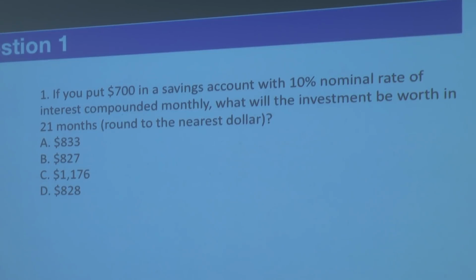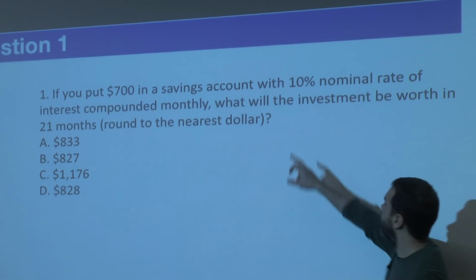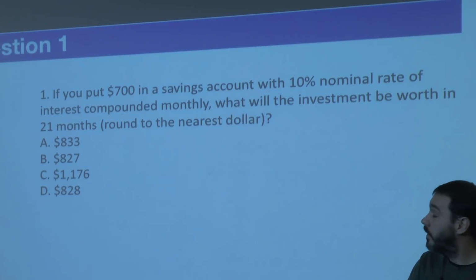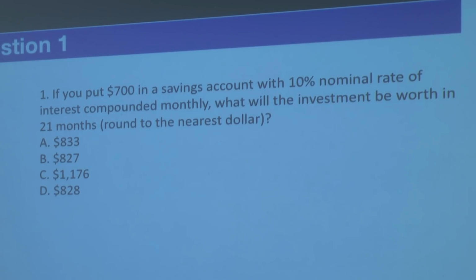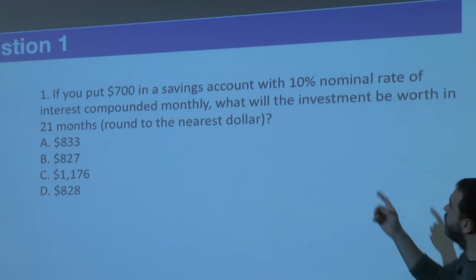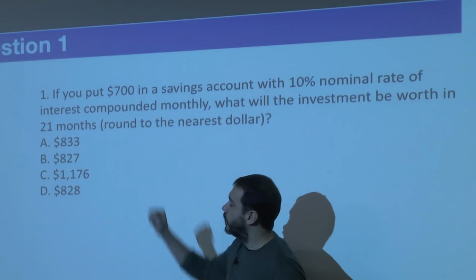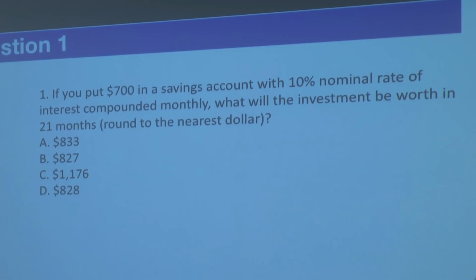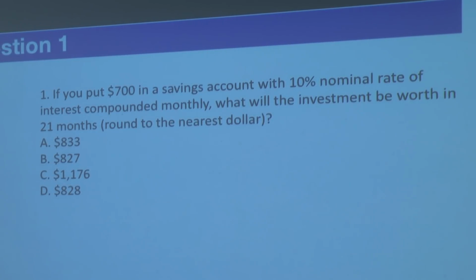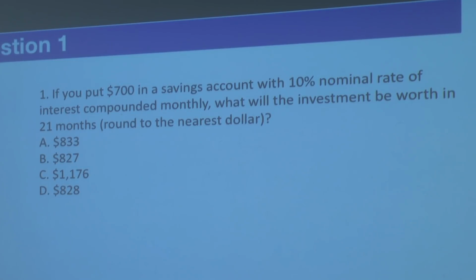All right, seems pretty straightforward. The only complication is I'm given a 10% nominal rate of interest. That's a yearly rate, right? But the compounding is monthly, and I want to know the future value in 21 months. So what do I need to do? You divide the yearly rate by 12, and you get a monthly rate.